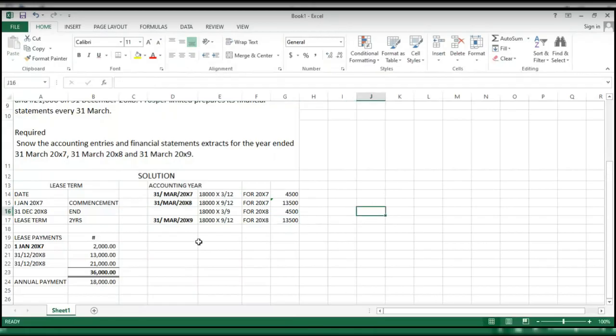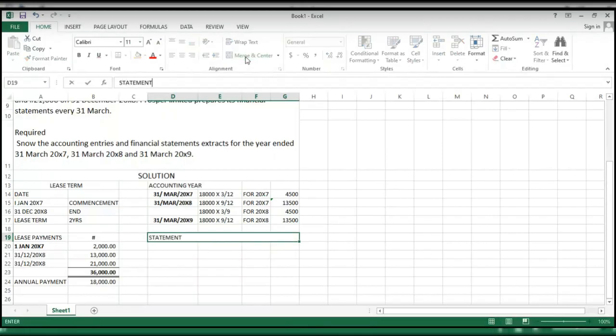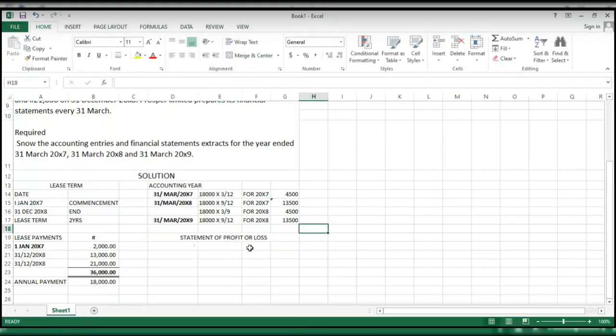So let's have the statement of profit or loss. That's the first thing we want to calculate. So we do for 20x7, 20x8, 20x9. And then we put the Naira sign there.